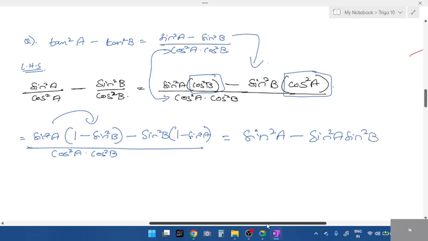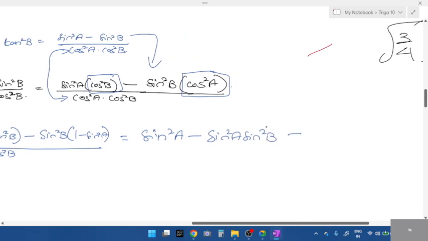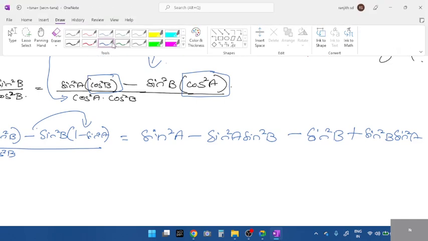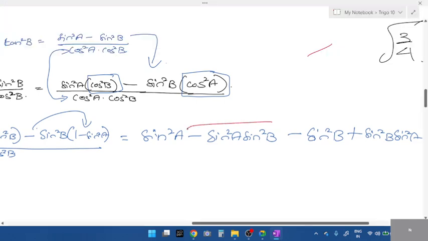Next, multiply along with the sine. What is minus sine square B into 1? Minus sine square B. Then multiply minus into minus. What is minus into minus? Plus sine square B into sine square A. Which one gets cancelled? Which two values get cancelled?